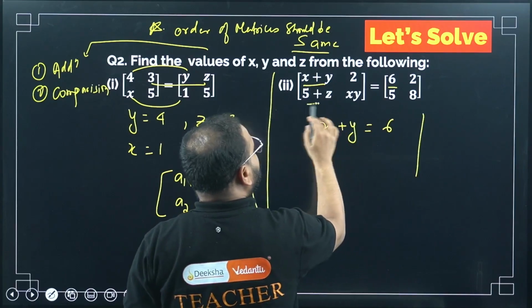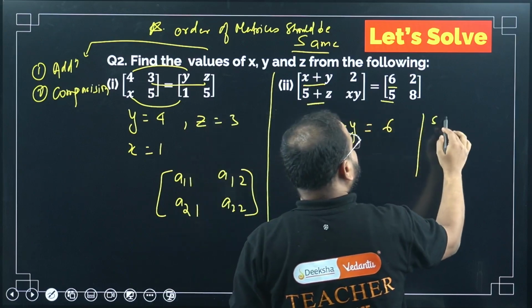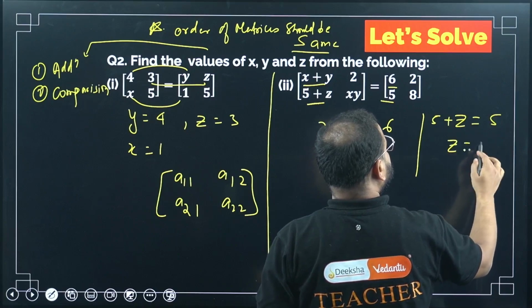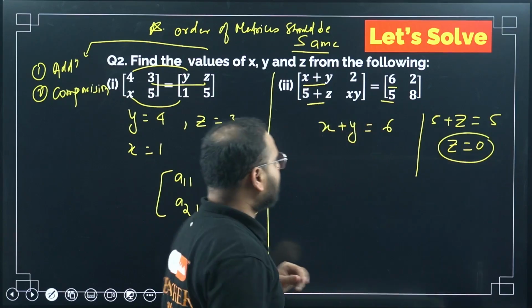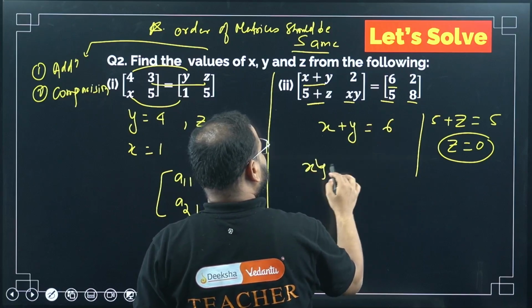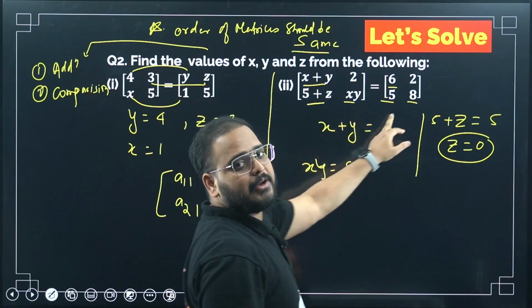Okay. Now I have another equation. Please check here, a21. So I have 5 plus z as 5. It means z is 0. So I have the z value as 0. Another value, xy, is given as 8. Please check here, x times y is 8. I'm comparing a22.